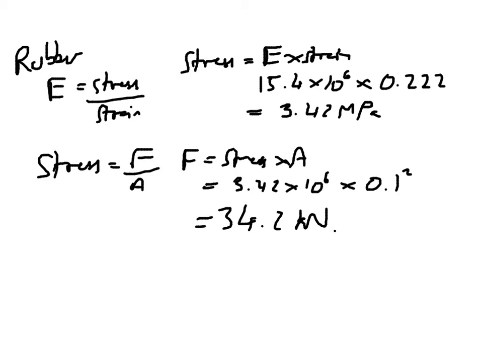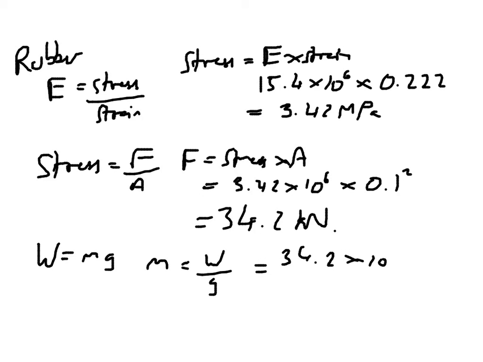And finally, to get a mass, well, weight is mass times gravity, so mass is weight over gravity. Your maximum weight, 34.2 times 10 to the 3 over 9.81, is 3.49 times 10 to the 3 kilos. That is the maximum mass before the rubber pad will squash out and fill the hole that it's sat in. And that concludes the question.